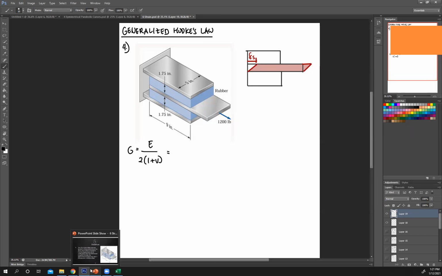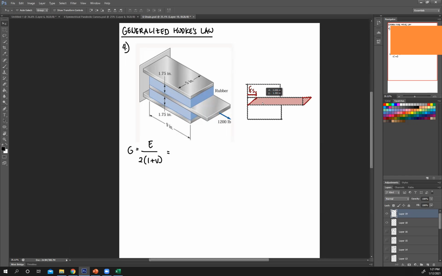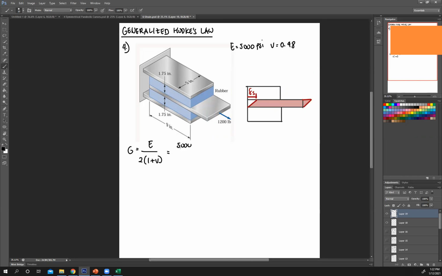I forgot. Let's write out our given. E is 5,000 psi, V is 0.48. Okay. So E 5,000 psi over 2 times 1 plus 0.48. The answer is 168.92 psi. You can solve along. Okay. And I'm not gonna ask anymore.